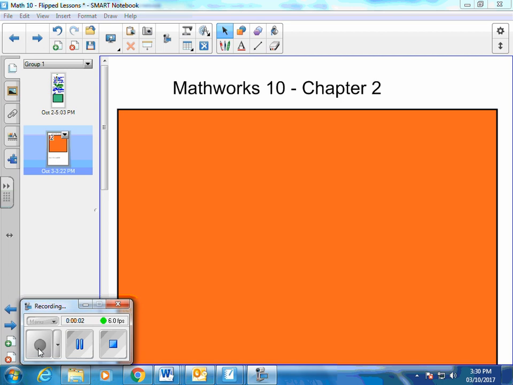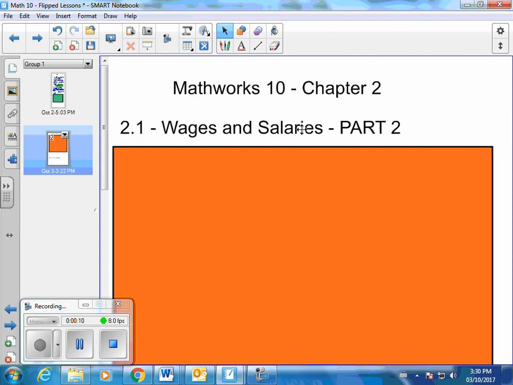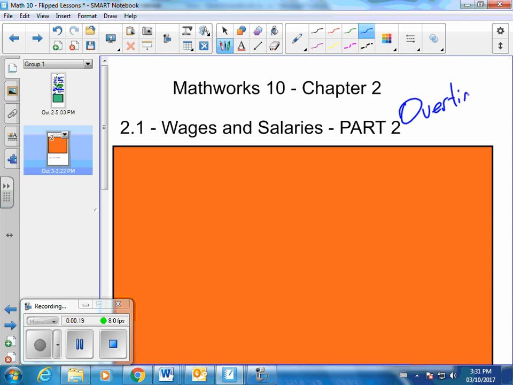Welcome to math class. We are continuing on chapter 2 in the MathWorks 10 workbook. We are going to be continuing with section 2.1, wages and salaries. We're going to be covering part 2, which is mostly overtime pay. We spent the last class looking at gross pay and how to calculate total hours and that kind of thing. Now we're going to be looking at how overtime can affect your paycheck.